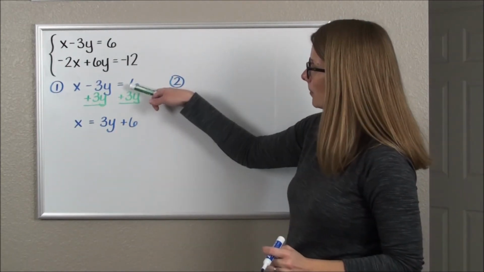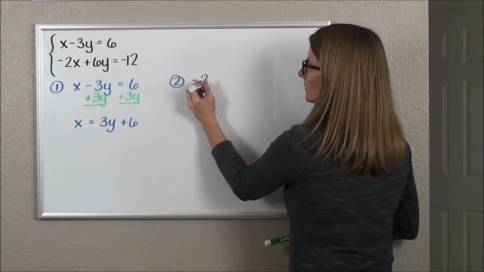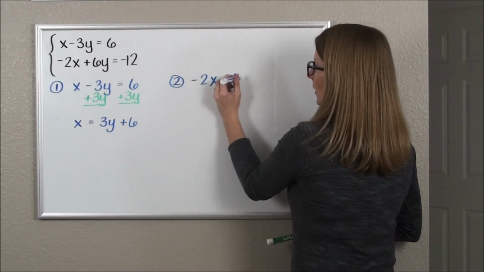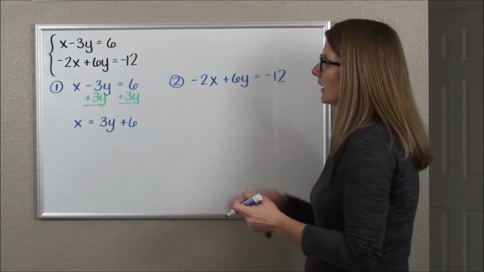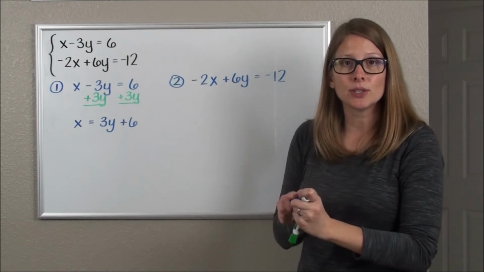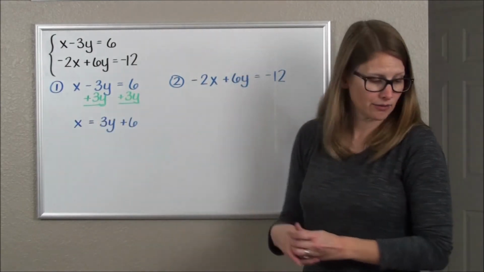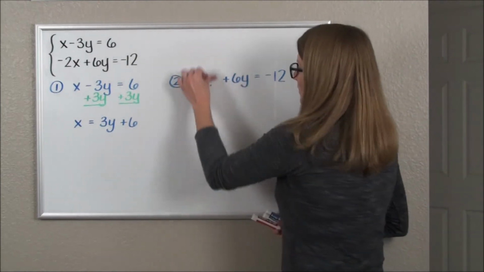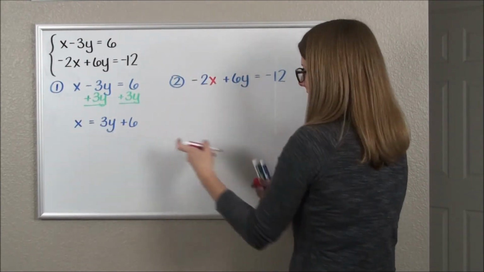So this came from the top equation. I now need to use the bottom equation, which is negative 2x plus 6y equals negative 12. Again, in this second step, this is where the substitution happens. So this is where I take whatever x equals and I throw that in for x. Since I found what x equals here, I'm replacing x with that statement.